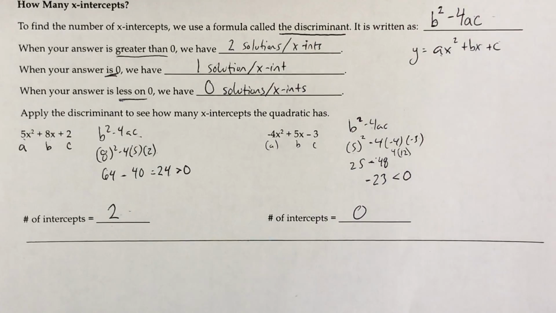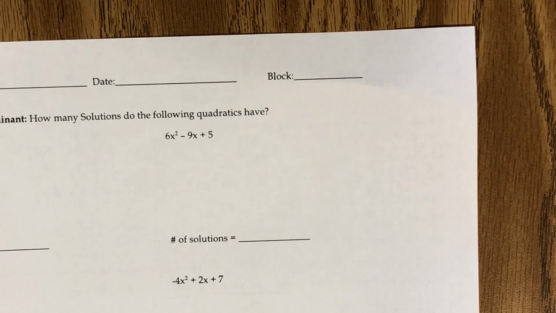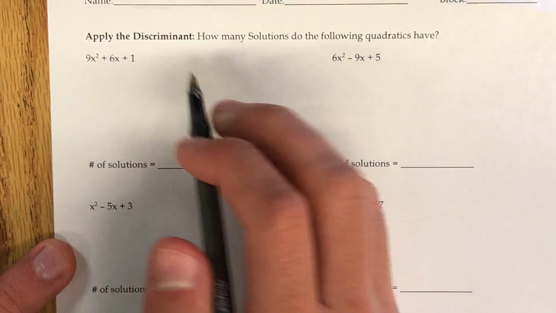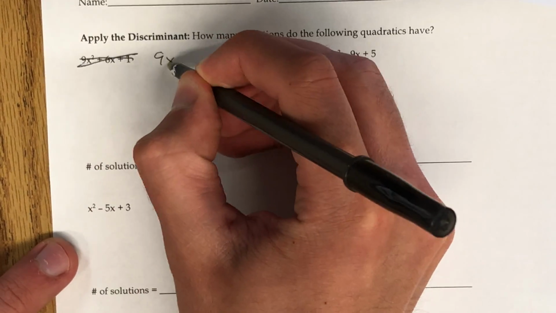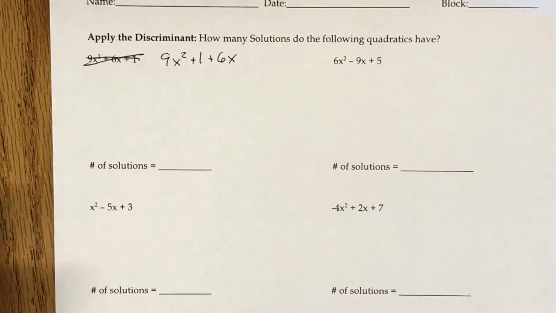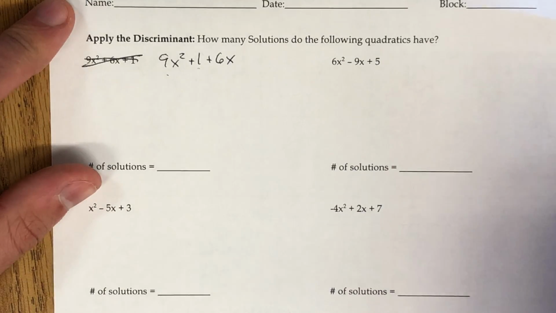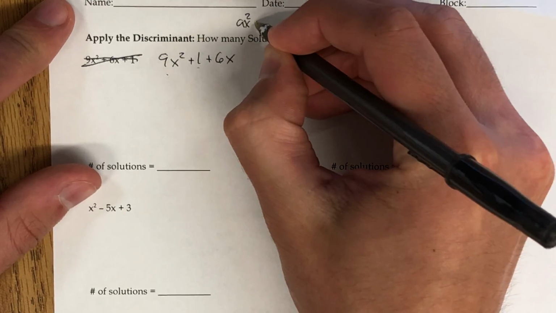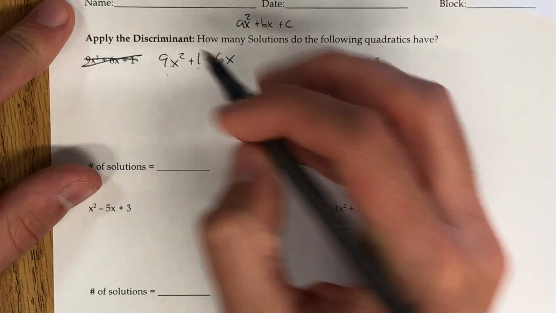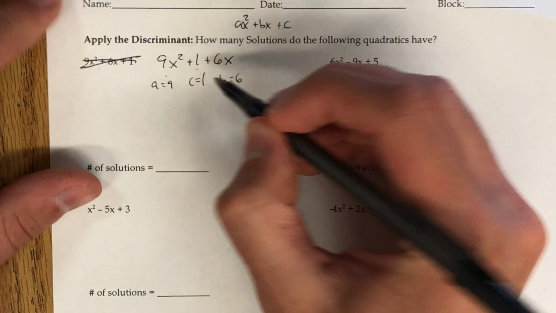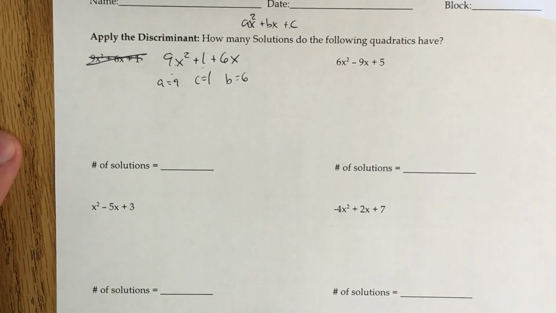However, you have to be careful sometimes about the way your formula is set up, because sometimes it may not be written in the proper order. For example, what if instead of 9x squared plus 6x plus 1, we have 9x squared plus 1 plus 6x? Your thought may be, well, a is 9, b is 1, c is 6, but that's not the case. Remember the formula? ax squared plus bx plus c. So your a always has to go with x squared, your b always has to go with x, and your c always has to be your number. So be careful about the way it's set up.